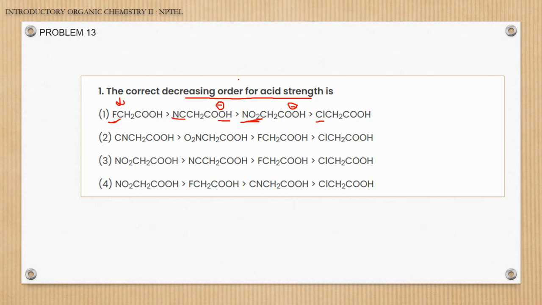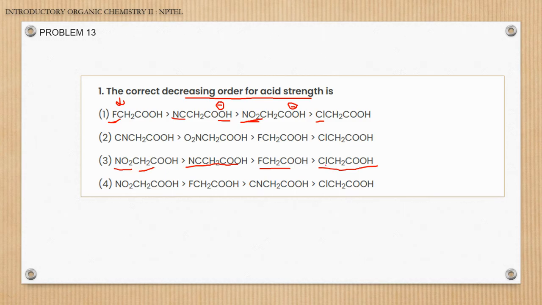Option 3. Yes. Here nitro will stabilize your carboxylate anion very highly. That is why this acid will become the strongest acid between these four. Now here nitrile will become the second strongest acid, fluorine the third, and chlorine will be the least strong acid among these four. Right?